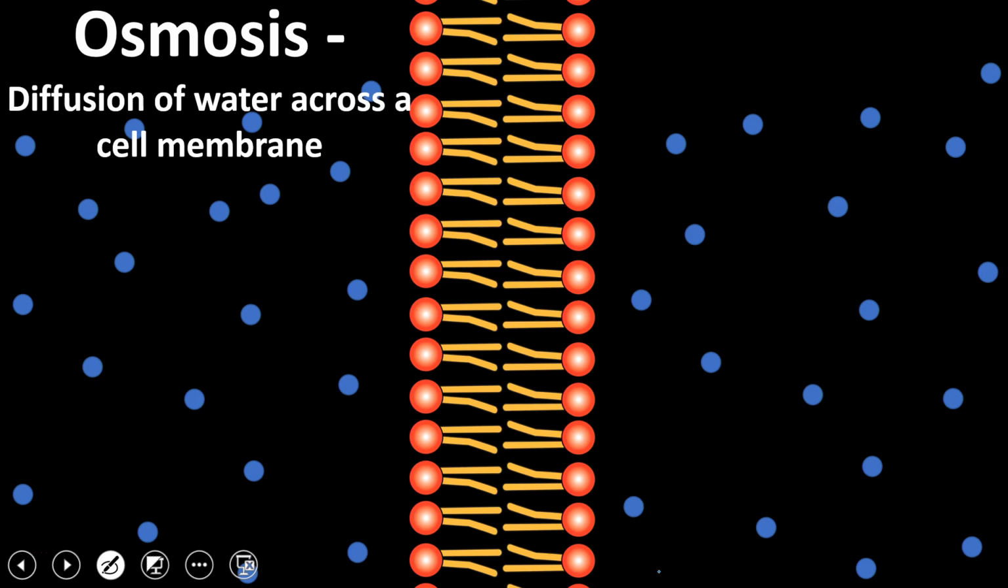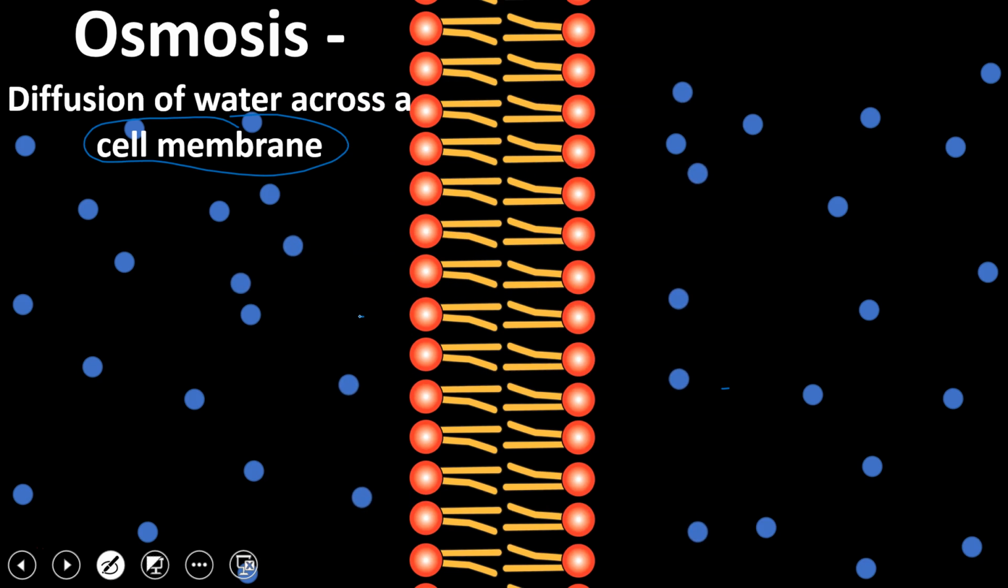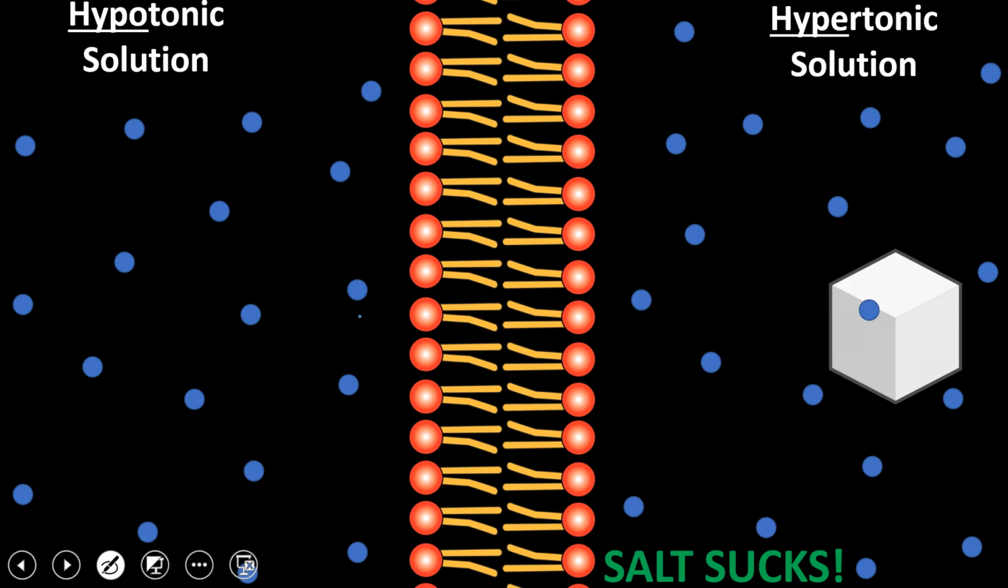Okay, so osmosis, again, the diffusion of water molecules across a cell membrane. Okay, diffusion of water across a cell membrane. So let's say this is the cell membrane of our cell. We have water on the inside, we have water on the outside, and since water is a very small molecule, it can easily diffuse across that membrane, no problem, okay, because it's so small. It's only 3 atoms big, okay? But now, what about what I said, salt sucks?